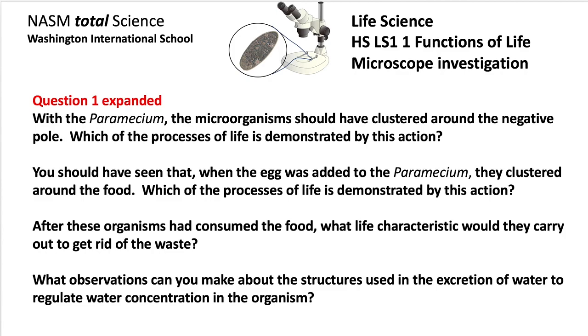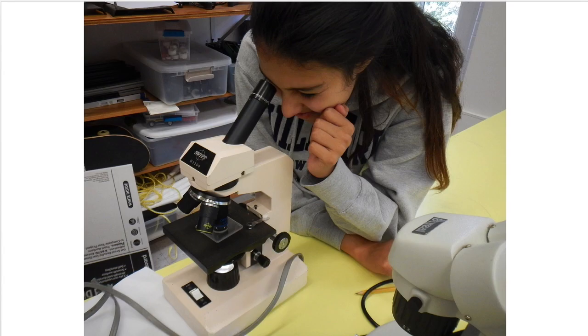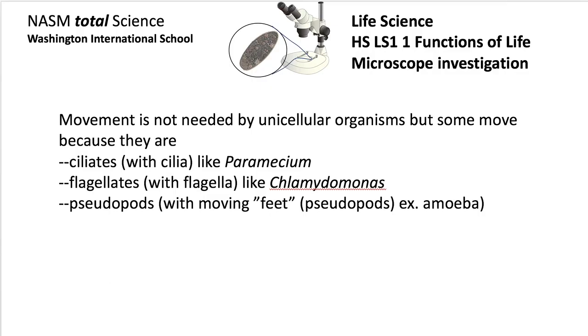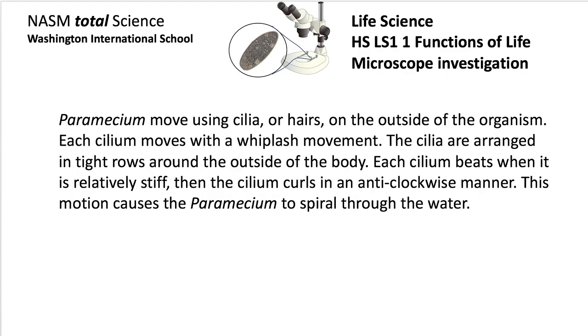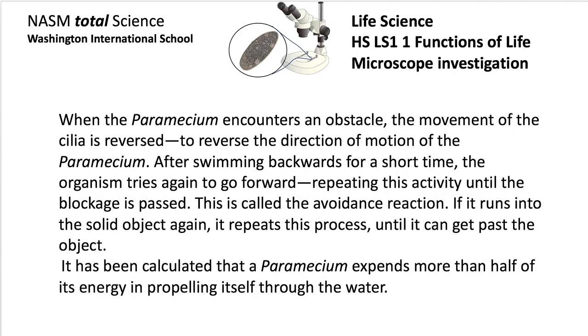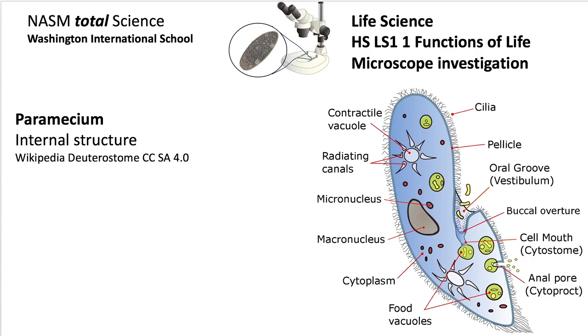And so we're feeding some of the Paramecium with boiled egg, and we're going to look and see if you can see excretion as well. With the microscope you should see cilia on the Paramecium, and those cilia move the Paramecium forward, and if they're blocked by something or an environment they don't like, they have an avoidance reaction and can reverse.